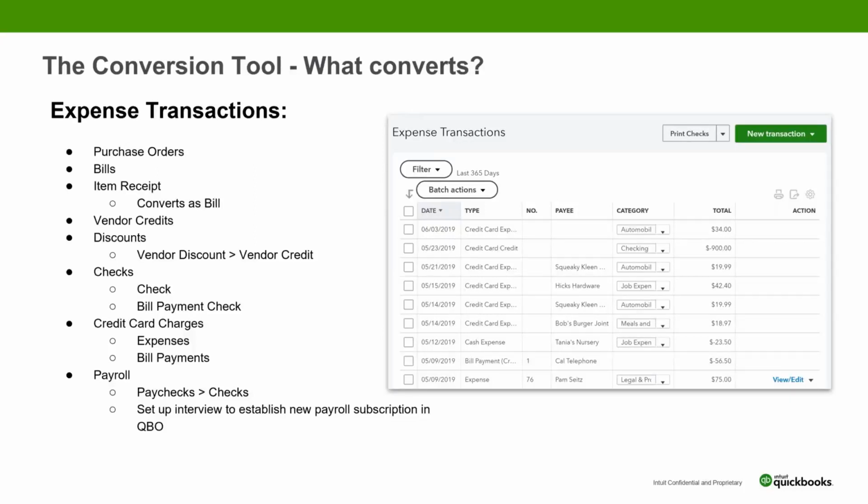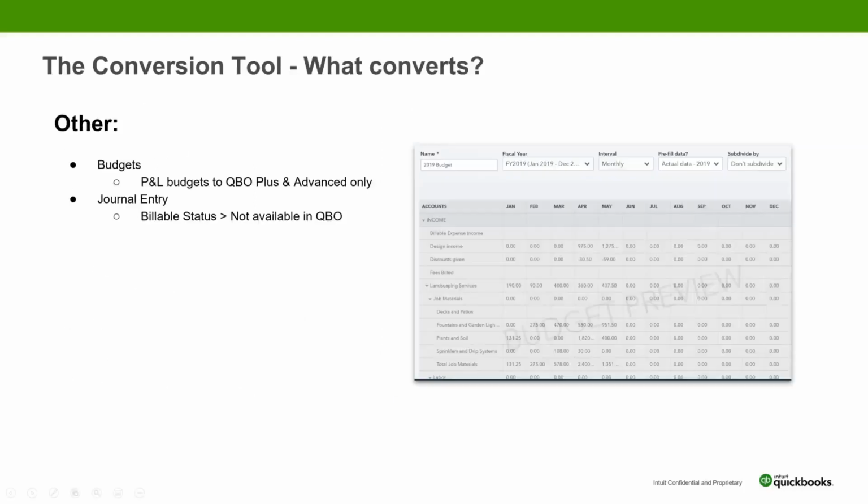But when you do connect the new payroll service, so it might be if you're already using Intuit Online Payroll with Desktop, you could absolutely connect that to Online. But if you want to switch to a payroll subscription inside QBO, you're going to connect that, and then the new payroll will definitely be entered on a paycheck form. It's just the history that comes over on a regular check form. Okay, that's expenses and what comes over. Looks like no questions, so I'll move on to other.